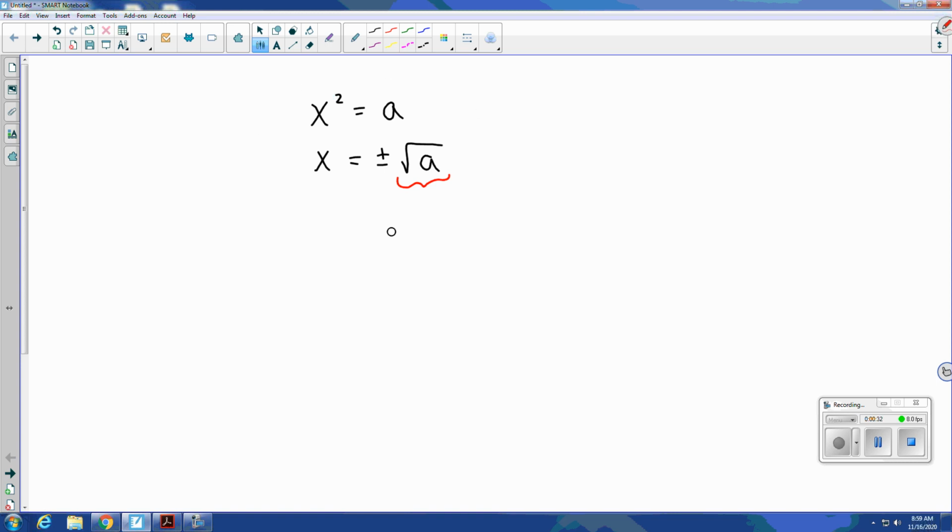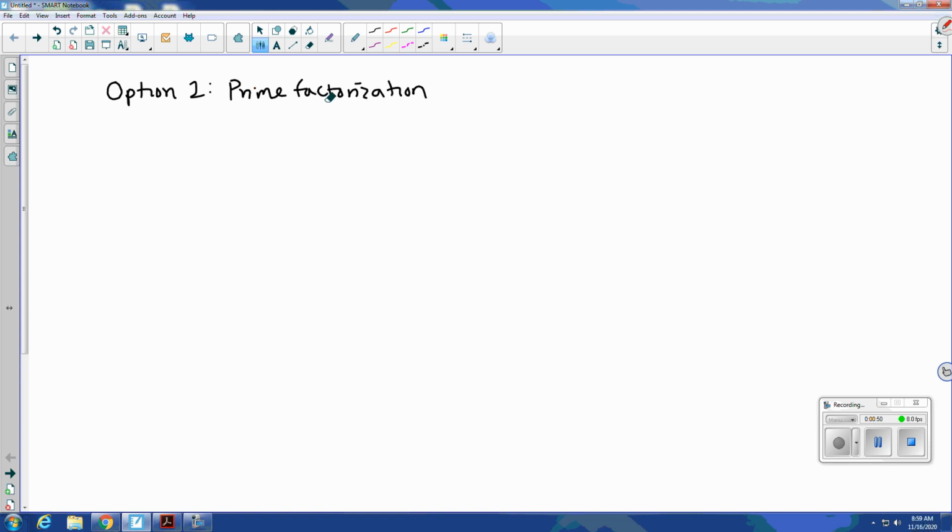There are two approaches to this, so I will let you decide which of the two approaches you prefer. The first one, so your first option, is your prime factorization method. I will do a side-by-side example in the how-to. So we'll look at an example like the square root of 72.